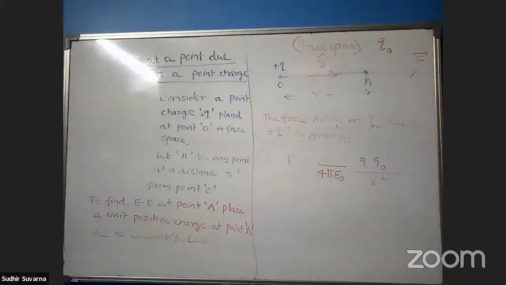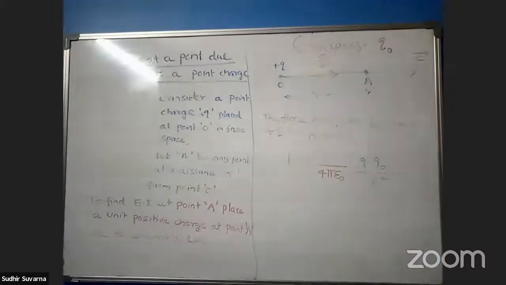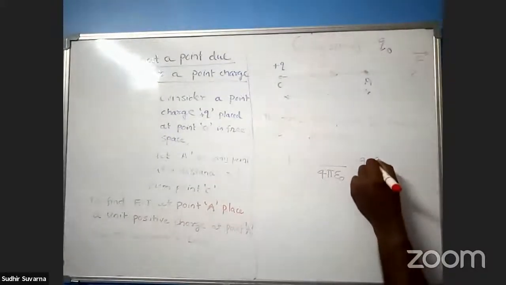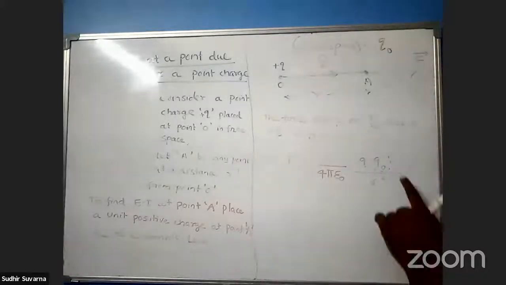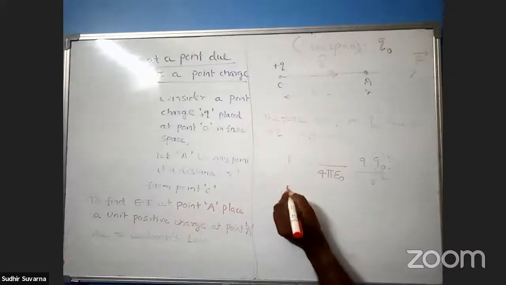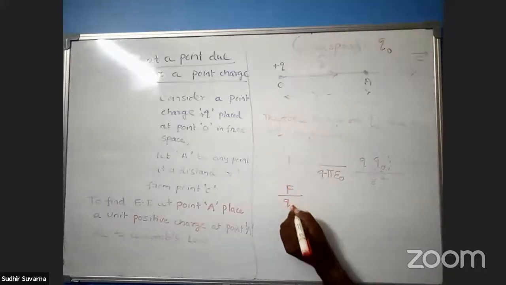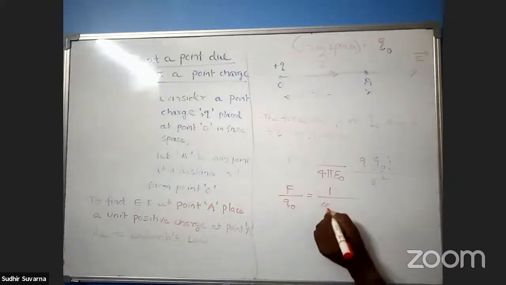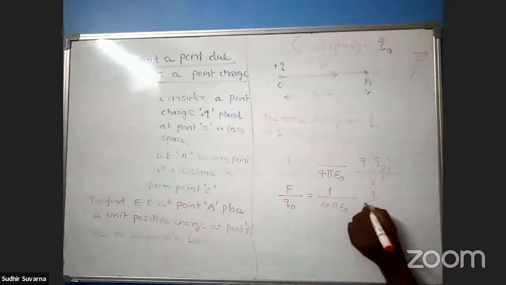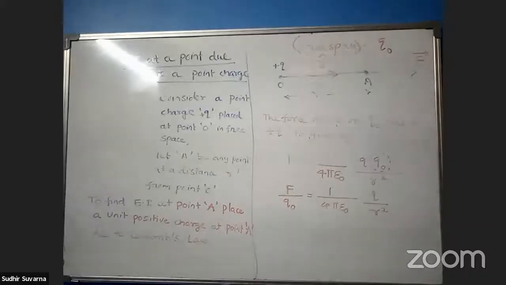So anyway, you got the expression for force, that is 1 upon 4 pi epsilon 0 Q Q naught upon R square. Up to this much, is it clear? See, now, we are interested in E. We need electric intensity. So this Q0, you will take it on that side. Then F upon Q0 will be equal to 1 upon 4 pi epsilon 0 Q upon R square, right? Clear up to this much?